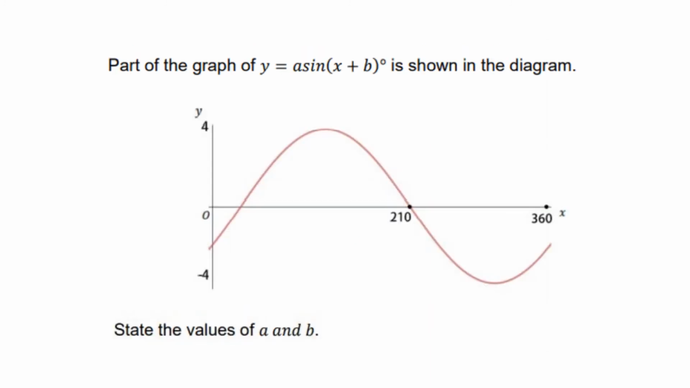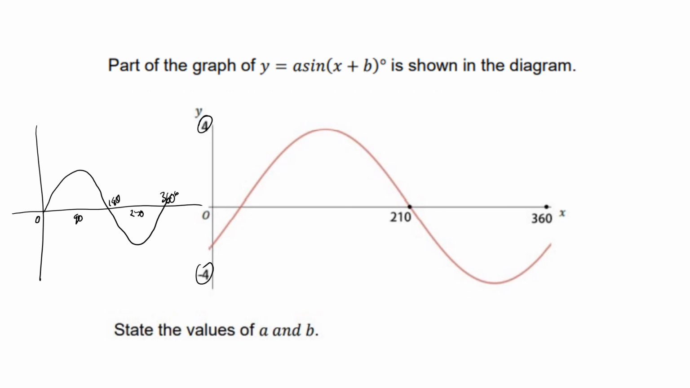Okay, I've got another past exam question here. Part of the graph of y equals a sine x plus b is shown in the diagram. State the values of a and b. Okay, so we've got a sine graph, so I'm just going to draw what my sine graph should look like. So 0, maximum at 90, root at 180, minimum at 270, and the first revolution finishes at 360. It looks to us that it goes up to 4 and down to minus 4.